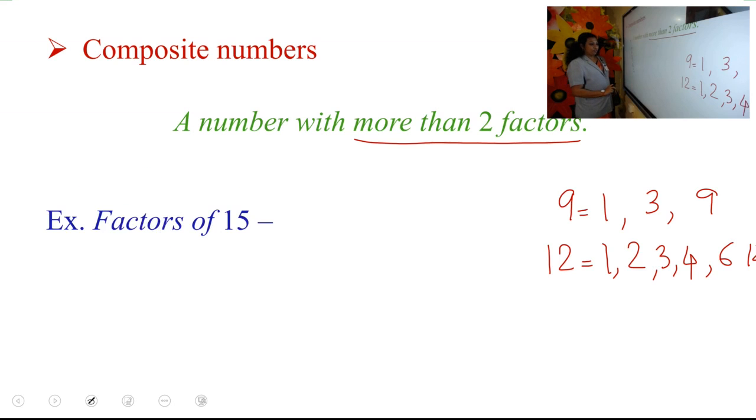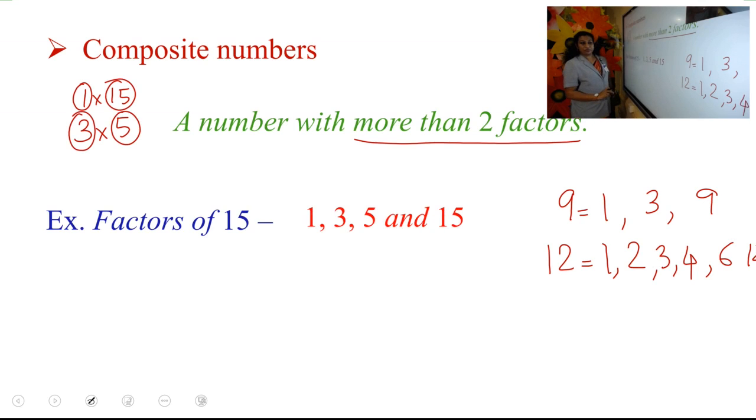So, example, factors of 15. How can we write? 1 into 15 is 15. Then 2 will not come. 3 into 5, 15. Then 4 will not come. 5 into 3, again repetition game. So, we will stop here. Which are the factors? 1, 3, 5, 15. So, factors of 15 are 1, 3, 5 and 15.